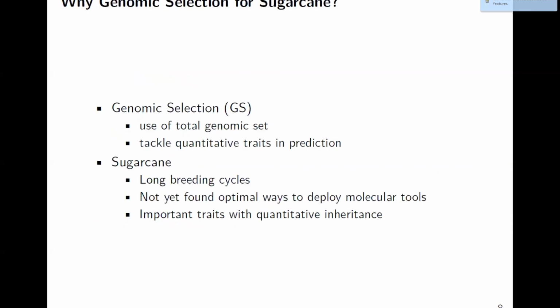So why do genome selection in sugarcane? Genome selection is a tool that is working very well with quantitative traits, and those are the ones that are interesting in sugarcane. Also, sugarcane has really long cycles, especially when you consider the time from when we do a cross until the time that we can do a cross again. It can be pretty long. And the traits that are interesting are also quantitative. That's why we went on to study how good genome selection can work for sugarcane.